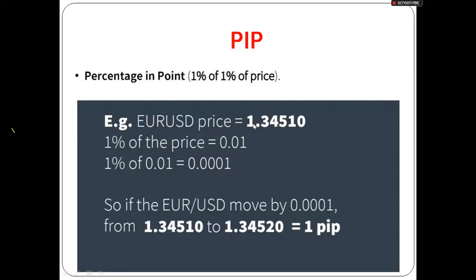Now let me ask a smart question. Let me see if those of you are smart now. Assuming Euro USD price, pay attention, moves from 1.3451, which is what it is now, to 1.3461. I'll take it again. Assuming Euro USD price moves from 1.3451 to 1.3461, how many pips has it moved?